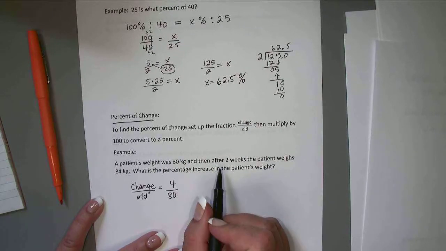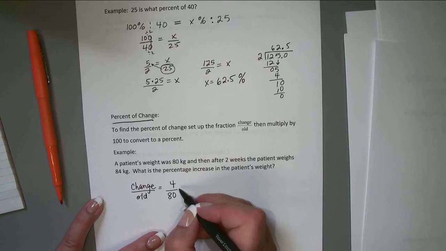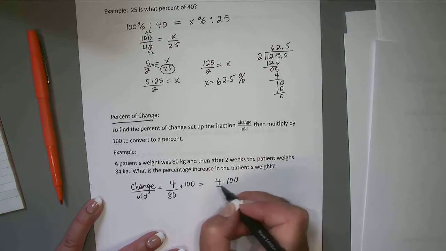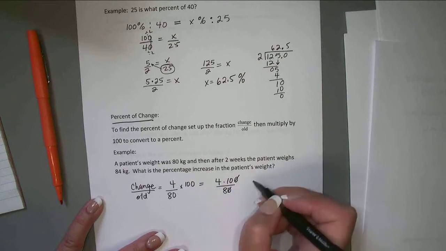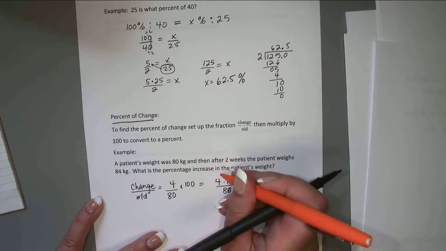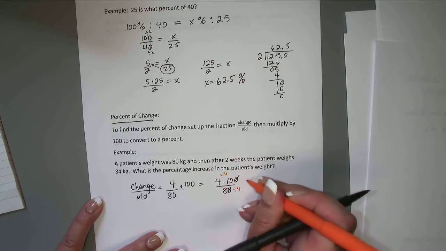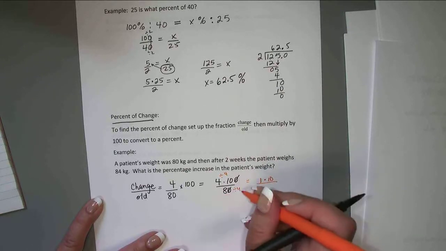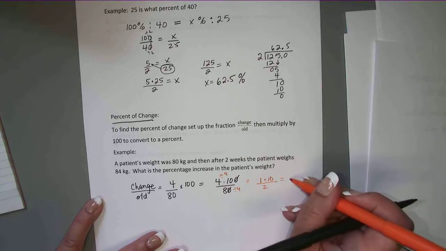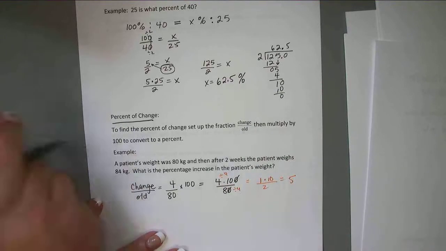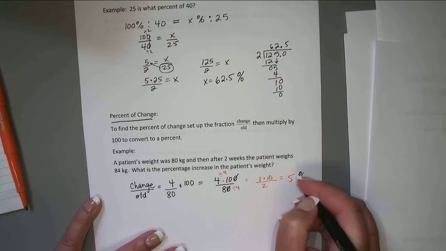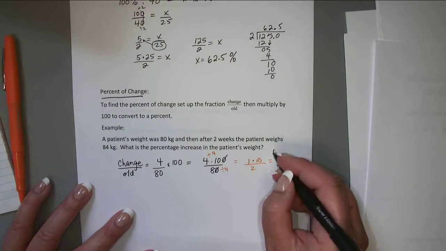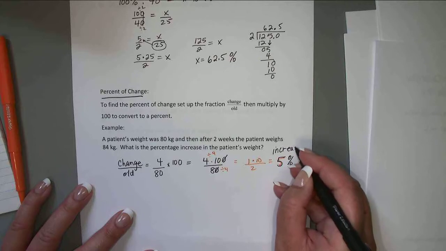Then we multiply by 100 and convert to a percent. So we're going to multiply that by 100. So we have 4 times 100 divided by 80. Let's reduce. We can divide this by 4 and this by 4. So we'll have 1 times 10 divided by 8 divided by 4 is 2. So 10 over 2 is 5. 5%. So the change is an increase of 5%.